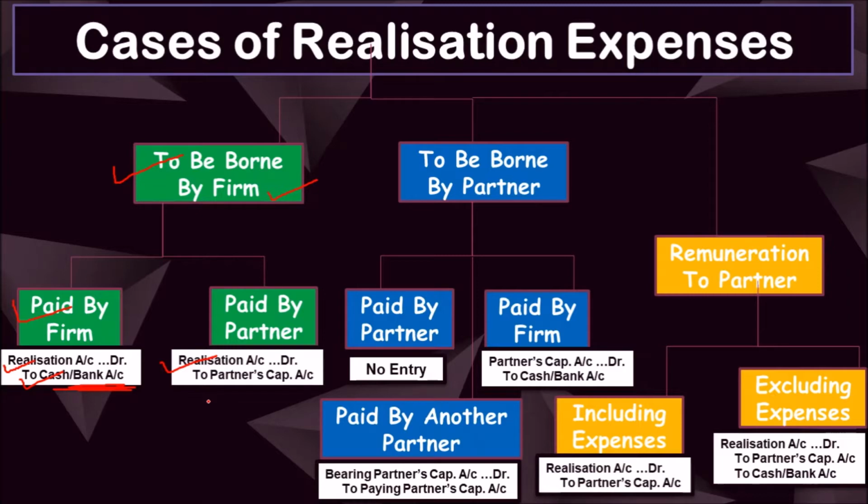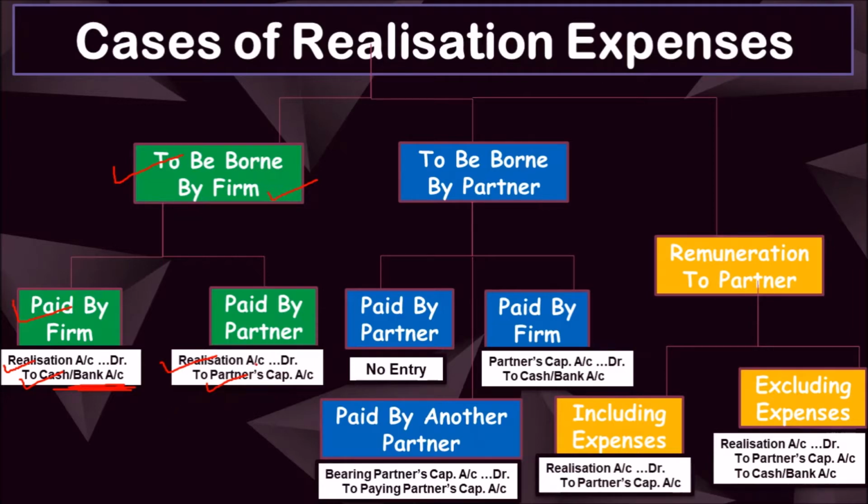So in this case there will be an increase in the liability of the firm towards the particular partner. So that is why the firm will credit the particular partner's capital account. Say for example, earlier his capital balance was 1,20,000 and he paid 8,000 rupees on behalf of the firm as realization expenses. Now the firm will bear the liability 1,28,000, understood the point? Because the liability on the firm related to that particular partner increased by 8,000.